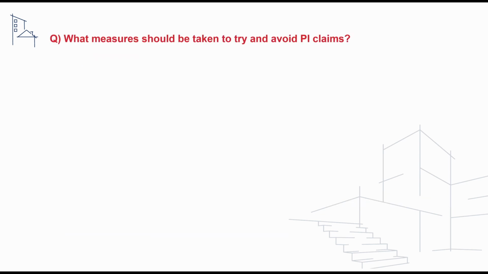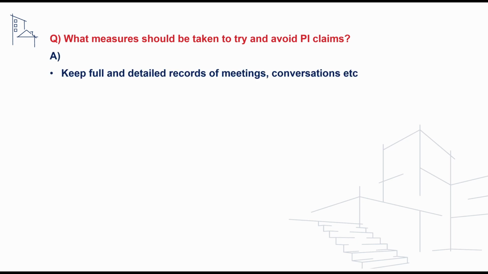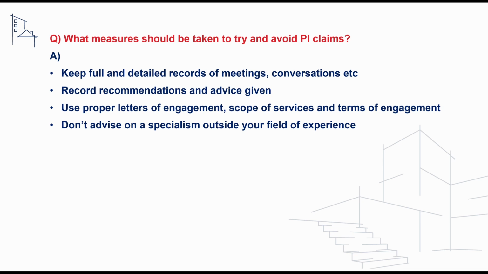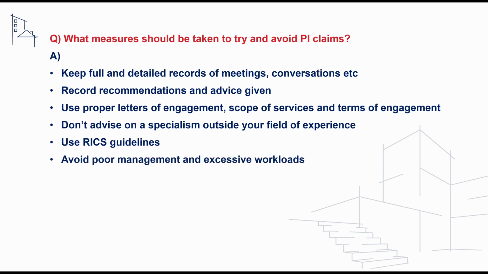The next question we'll take a look at is, what measures should be taken in order to try and avoid professional indemnity insurance claims? And to address this, we could say that we could keep full and detailed records of site meetings and conversations. We could record recommendations and advice given, use proper letters of engagement, scope of services, and written terms of engagement. We need to be careful not to advise clients outside of our area of specialism. We need to act in accordance with RICS guidance notes and guidelines, and avoid poor management and excessive workloads.